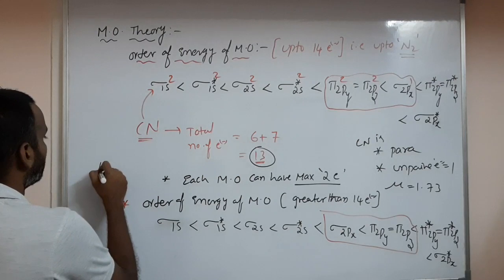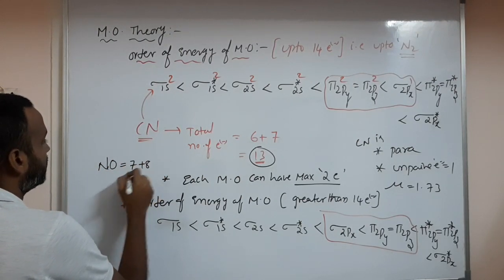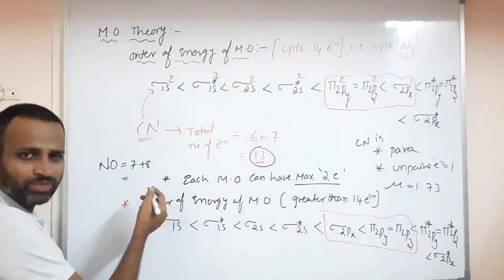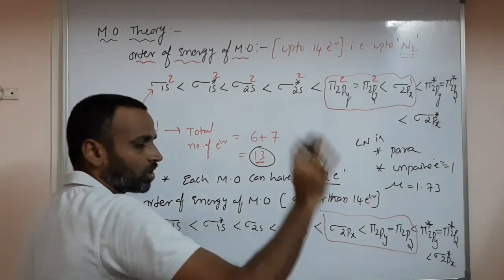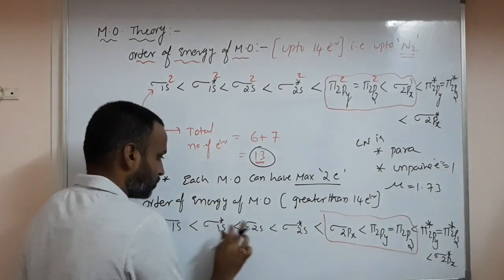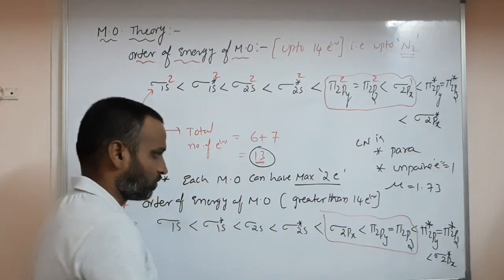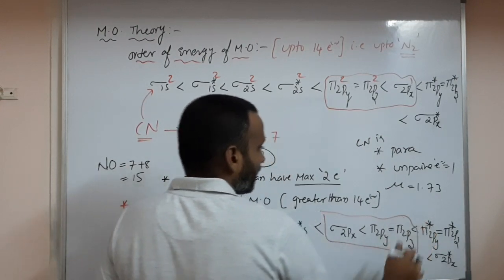Suppose NO is given. So NO means nitrogen 7, oxygen 8. 7 plus 8, how much? 15. Yeah, 15. How to fill 15 electrons? I'll count orbitals first. 1, 2, 3, 4, 5, 6, 7. 7 to 14, 1 electron. So 1 unpaired electron you will have there. So this is also paramagnetic.